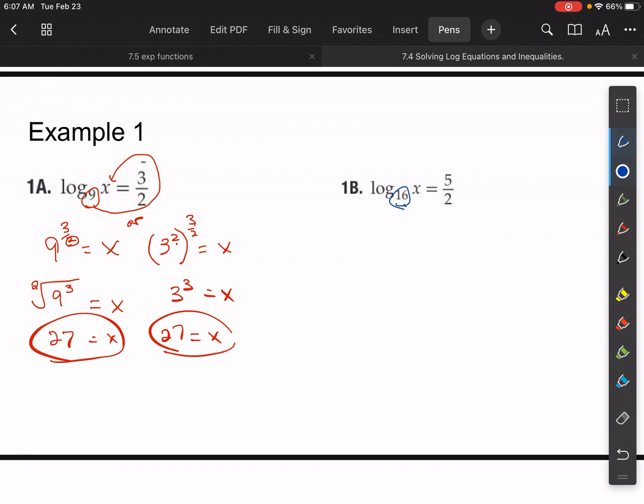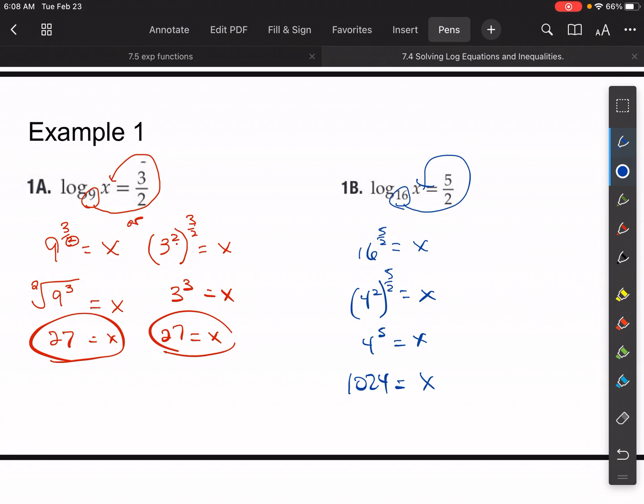We're going to take 16 to the 5 halves, set that to equal x. Okay, so 16 to the 5 halves equals x. And I'm going to do it this way where I change that 16 to 4 squared. Okay, when I multiply that out, I get 4 to the 2 times 5 is 10. 10 divided by 2 is 5. So I get 4 to the 5th is equal to x. Therefore, x is equal to 1,024, I believe, when you punch that into your calculator.